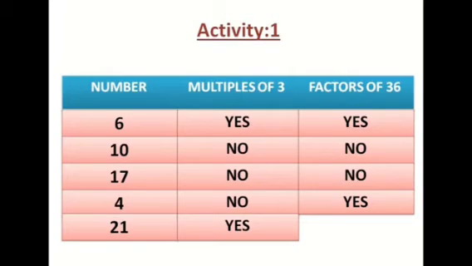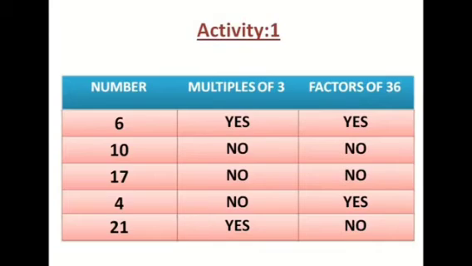So you got it already? Yes, it's a multiple of 3 because 3 sevens are 21. And factors of 36? No, there is no factor like 21. Okay. So here in this activity, I have supplied a few numbers. You check whether that number is a multiple of 3 or a factor of 36.